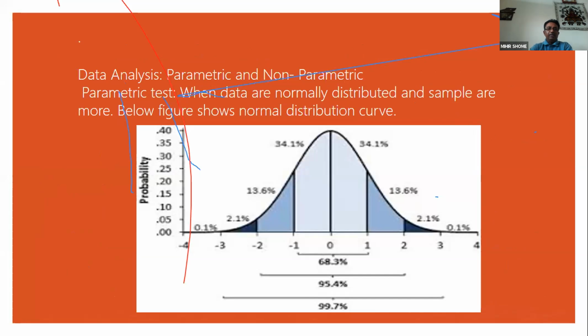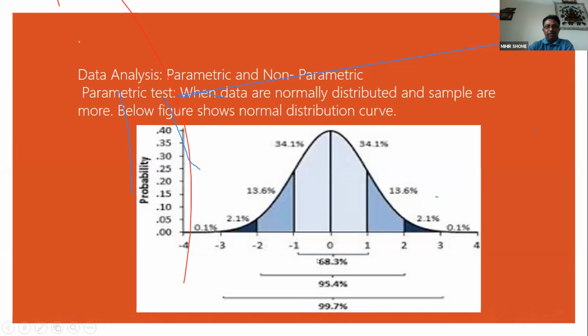Now, data analysis. We'll have to see which type of data analysis we will do, whether it will be parametric or non-parametric. Parametric test is used when data are normally distributed and samples are more, and the figure below shows the normal distribution curve. From here we can see the mean, median and mode are on the same line at zero. This is 1 sigma, 2 sigma, 3 sigma, and on the right side it is plus 1 sigma, 2 sigma, 3 sigma.